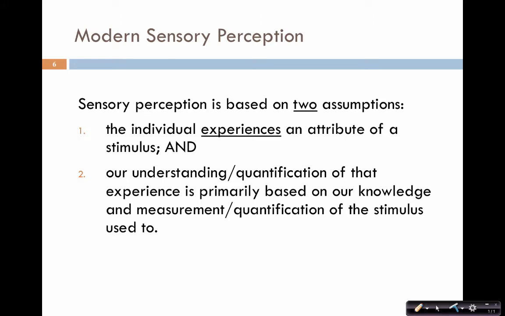Number one, the individual experiences some attribute of the stimulus. So what this tells us is that knowledge of stimulus attributes is going to be important because it's going to be somewhat determinant of what our sensory experience is going to be. That's point number one. Point number two, our understanding of an individual's sensory experience can only be based on our knowledge and quantification of the stimulus that was used in that measurement.